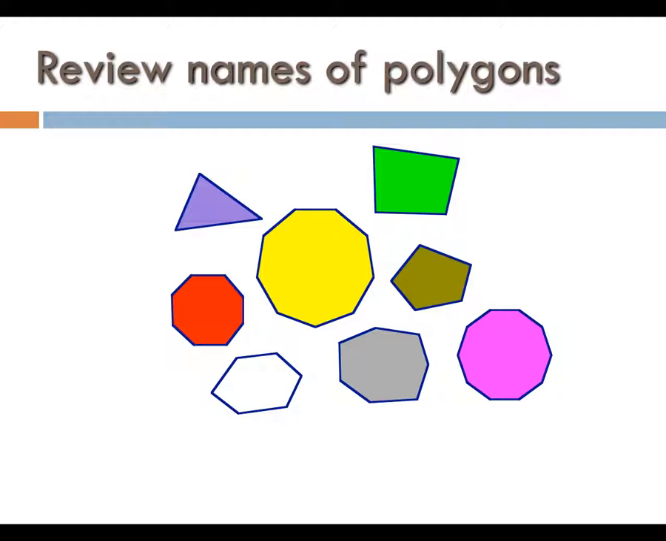Let's start with the purple one in the upper left-hand corner. How about the bright green one in the upper right-hand corner? Think carefully before you answer. Beautiful, quadrilateral. Then we'll jump down to the puke green one below that.